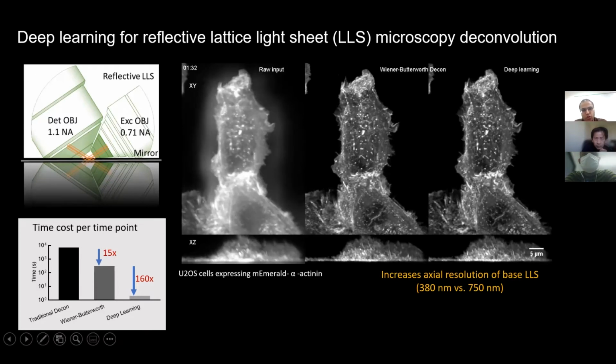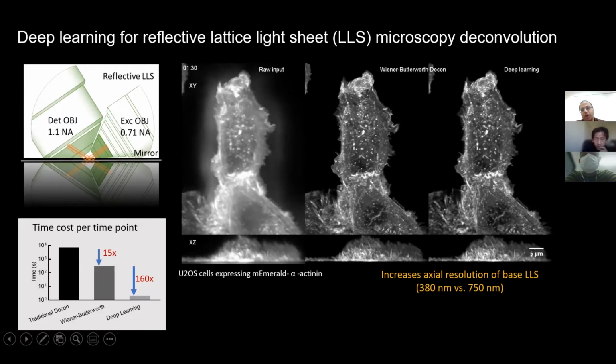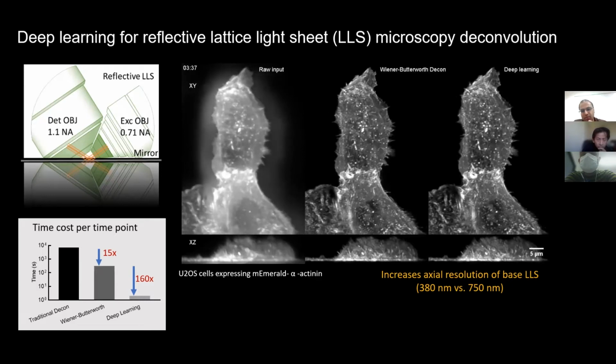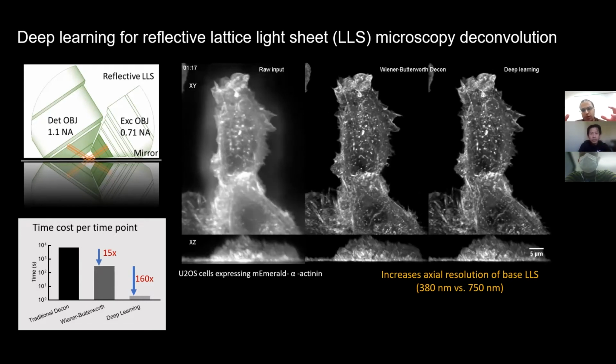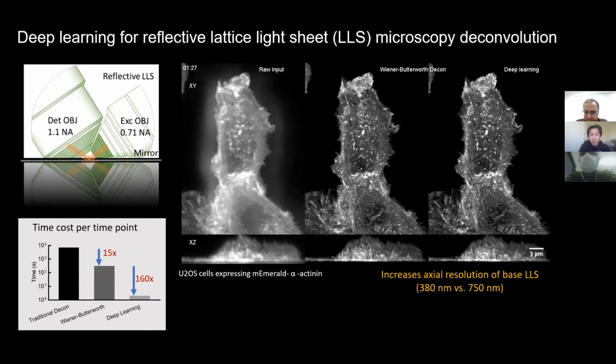With the Wiener-Butterworth trick, you get this 15-fold improvement in speed. And with deep learning, you get another 160-fold improvement in speed. So if you use the trained network, it again becomes possible to process this data in almost real time.